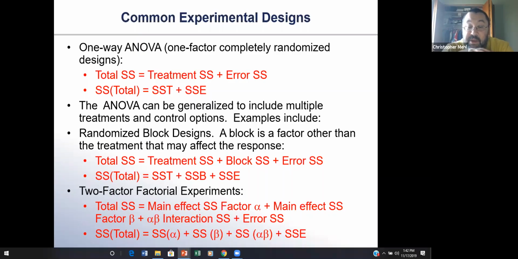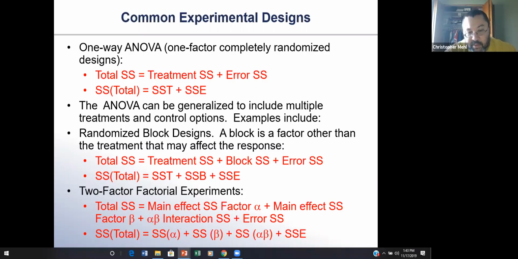For example, we have something called randomized block designs. A block is a factor other than the treatment that might affect the response. Now, in the one-way case, we're leaving that effect. We're not parsing it out separately, but we're leaving it in the error term. But if that's a factor that is significantly driving variation, and we're not accounting for it, then it might make the error sum of squares relatively large, and we're not going to see the significance of the treatment because of that.